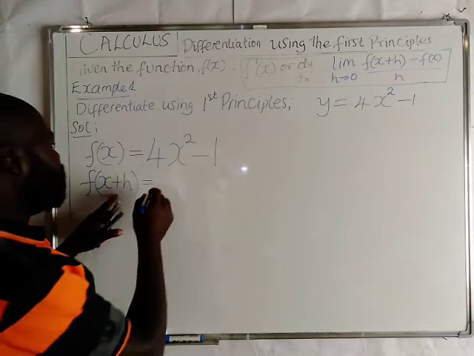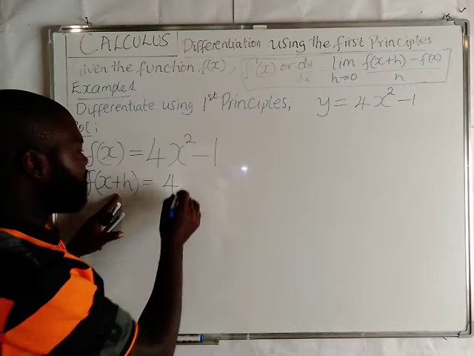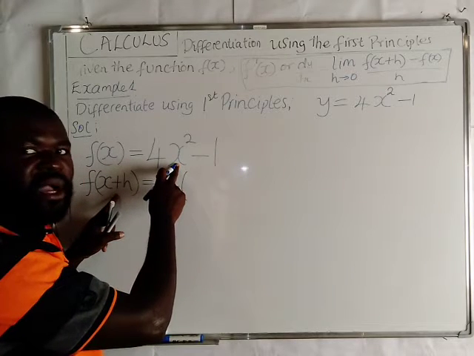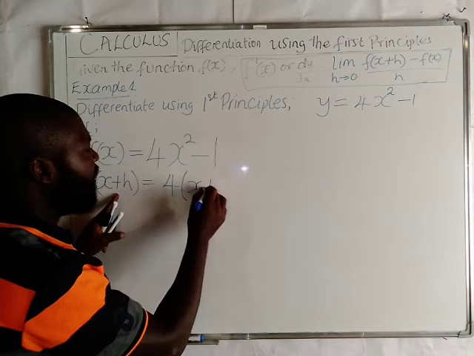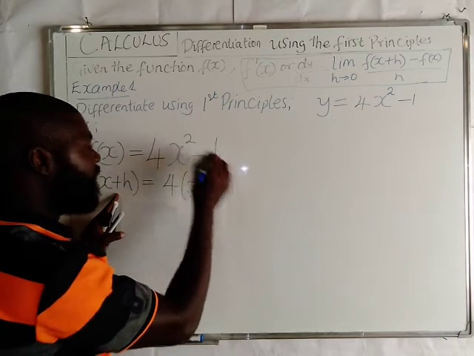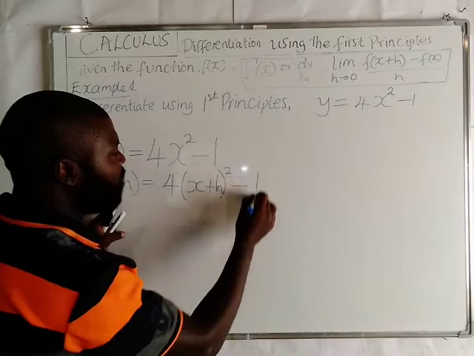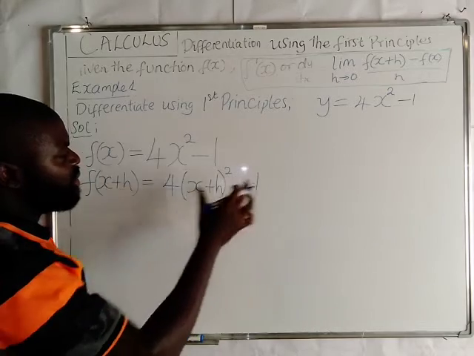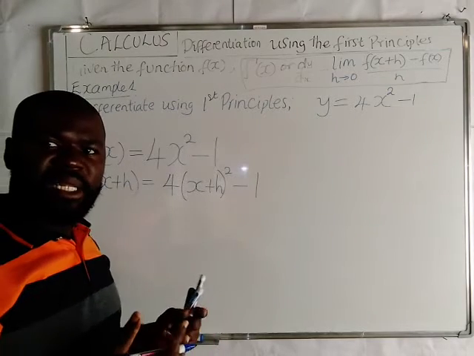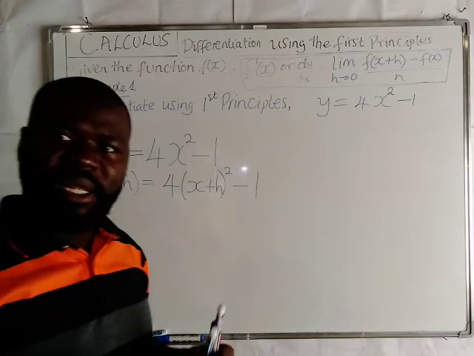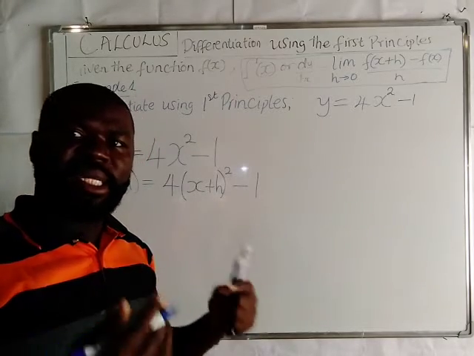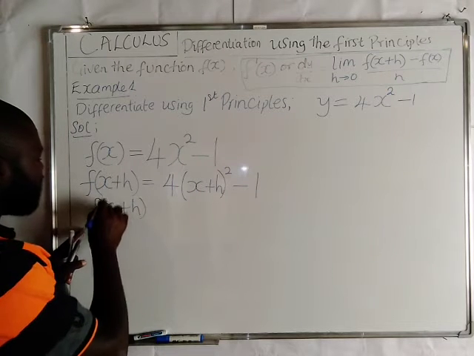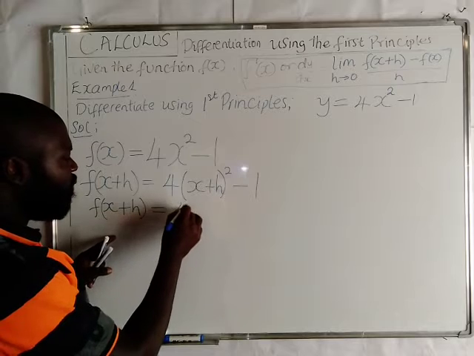So let's start now. So we have 4. You can see here we have x. So where we have this x, we are going to put the x plus h. The power 2 will be maintained. The minus 1 will also be maintained. So when we simplify this one, whatever expression that we are going to come up with is the one that we are calling f of x plus h. Okay? So we have f of x plus h is equal to 4.